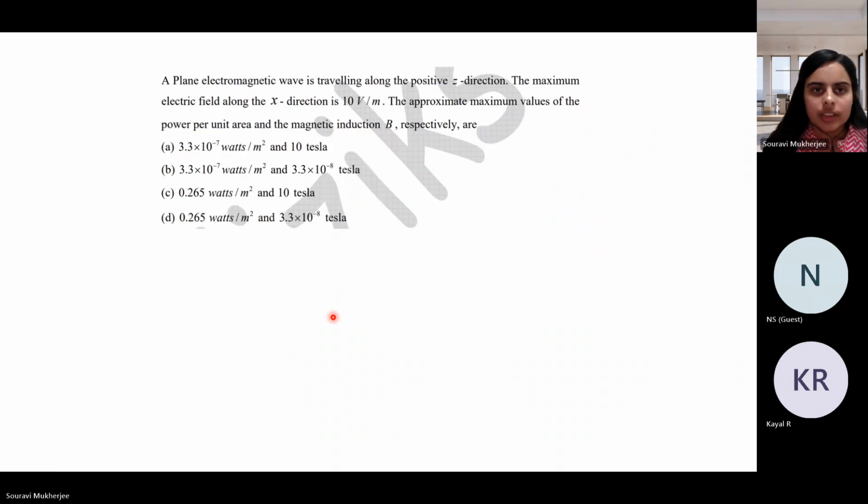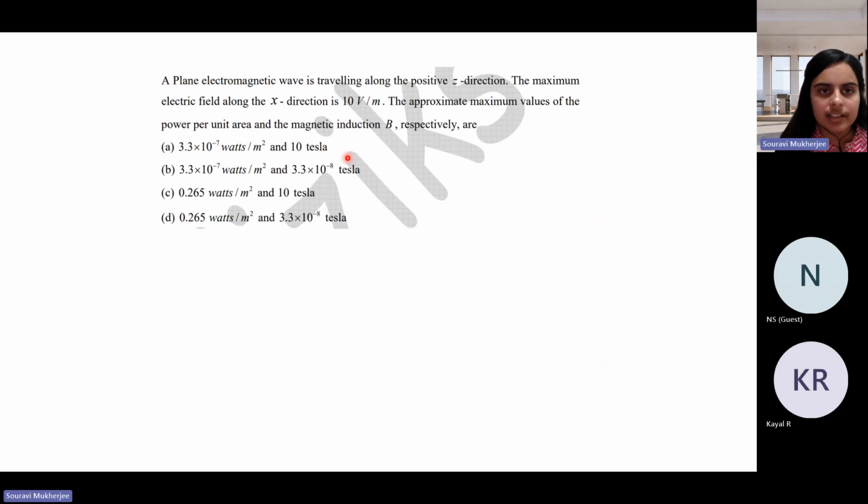Okay. Now here you have a plane electromagnetic wave traveling along the positive z direction, and the maximum electric field along the x direction is this. So this is in a way the amplitude of your electric field. Now the approximate maximum values of power that you have to find. Power per unit area is energy per unit time per unit area. That's actually intensity, right? So you need to find the intensity and you need to find the magnetic induction B.